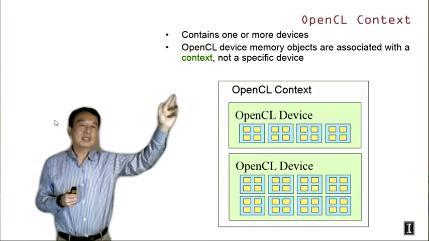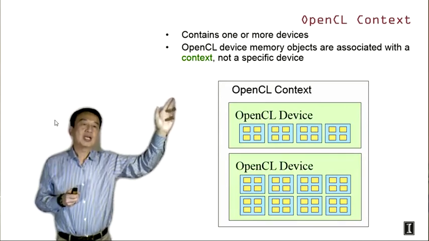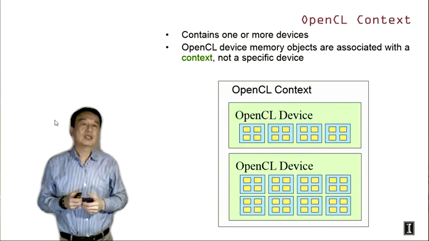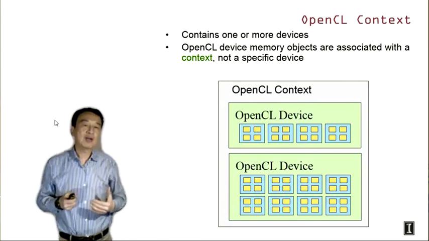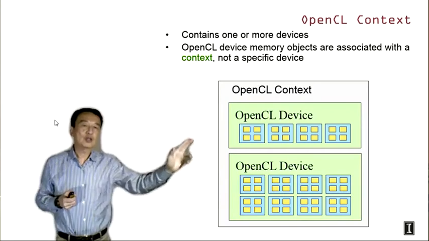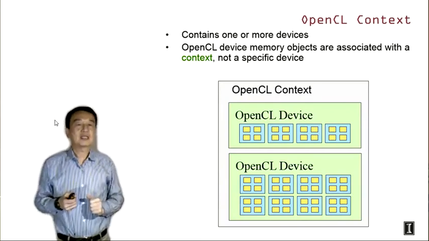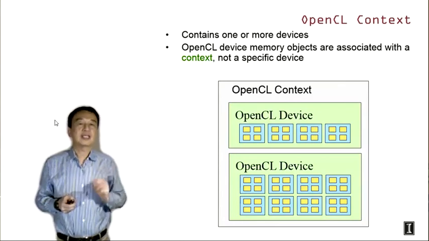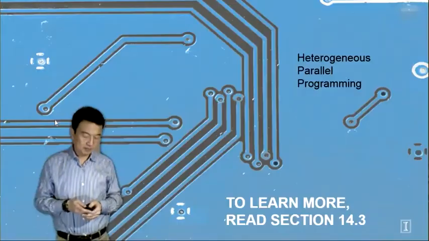Every OpenCL memory object is actually associated with an OpenCL context. So if we declare a variable in a particular OpenCL context, and there are two OpenCL devices in the context, then both devices will be able to have shared access to that variable.